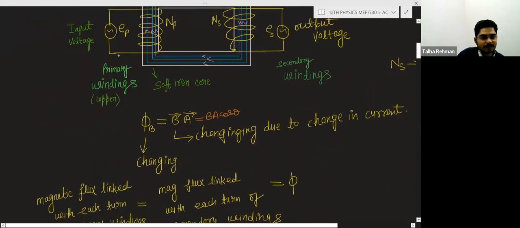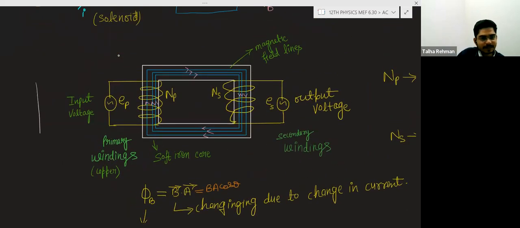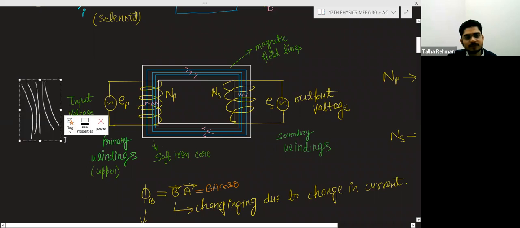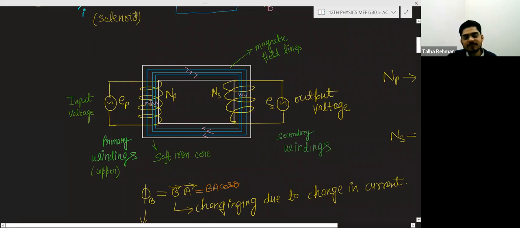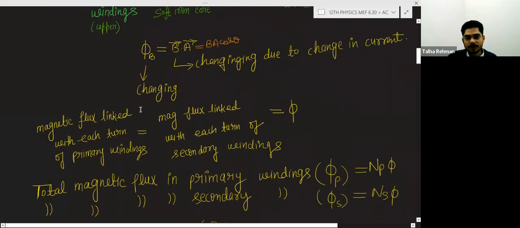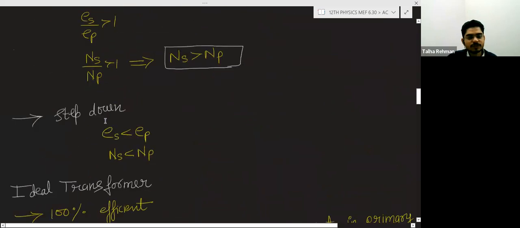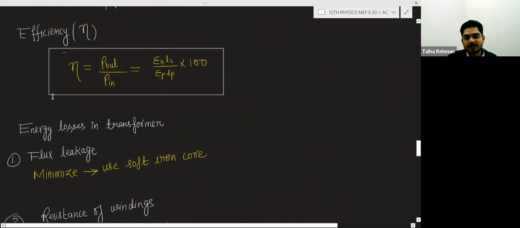Basically, the magnetic field lines will be like this. Due to this shape of the magnetic field lines, there will be some flux leakage here. So the first loss is flux leakage.